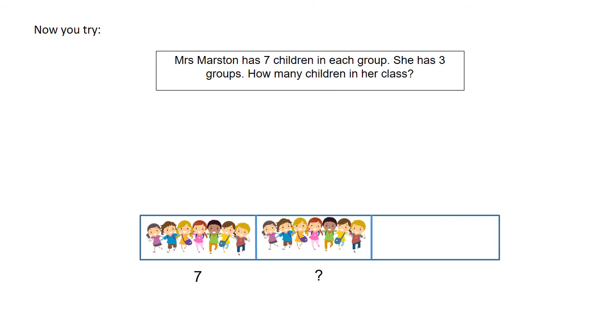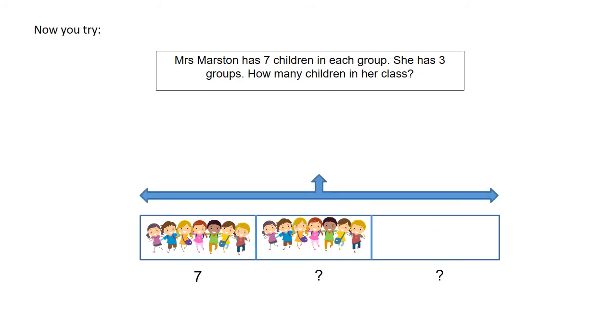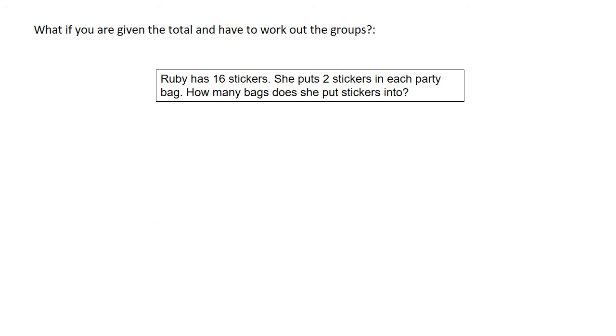And how many in the second group? And how many will there be in the third group? You'd have to figure that out. And then the total children in her class is how many? You've got to work it out. Okay, sorry, I clicked a bit fast there.